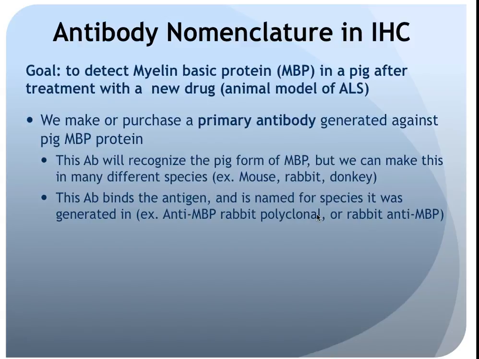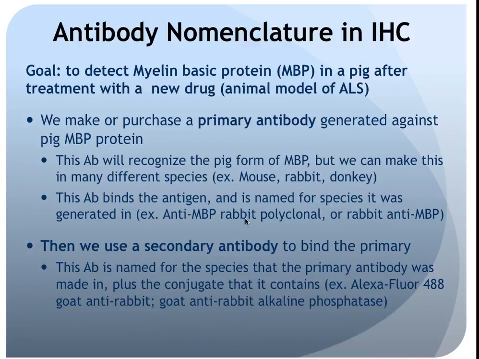But the idea here is this is a rabbit. So this means that it is anti-MBP. Since we looked in this case for the pig form, it's going to recognize the pig form, but it is a rabbit antibody because it was actually made in a rabbit. It's a rabbit immunoglobulin that will recognize the pig form of myelin basic protein. Or you might see it written as rabbit anti-MBP.